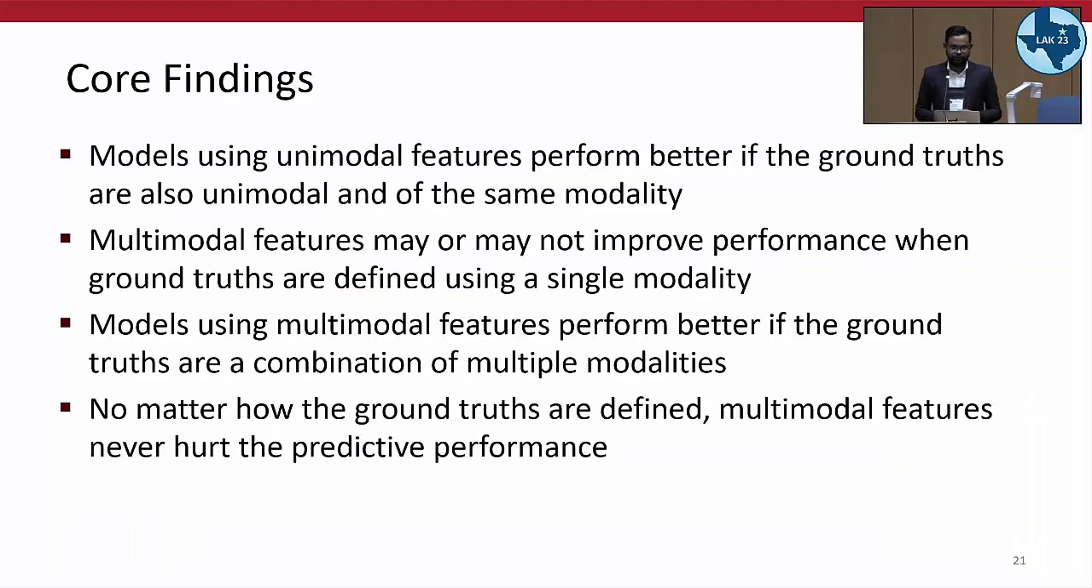So what we found as a whole is that models using unimodal features perform better if the ground truths are also unimodal and of the same modality. What I mean by that is that when we are using unimodal features, such as features coming from the chat only or the video only, ground truths that are also on the same modality are actually better. But the opposite is not true. For example, if the ground truths are coming from the video modality and we are using features from the chat modality, the performance is not that good.